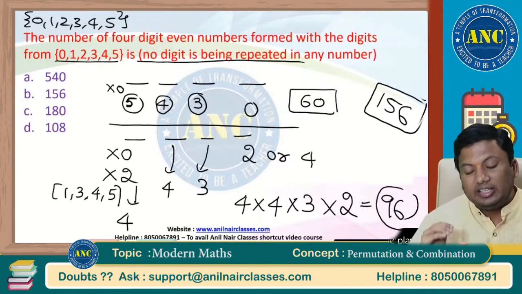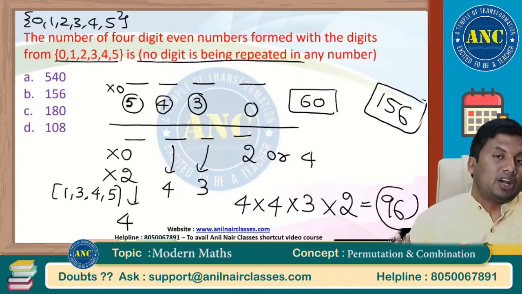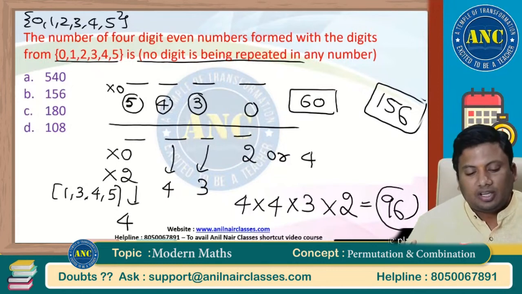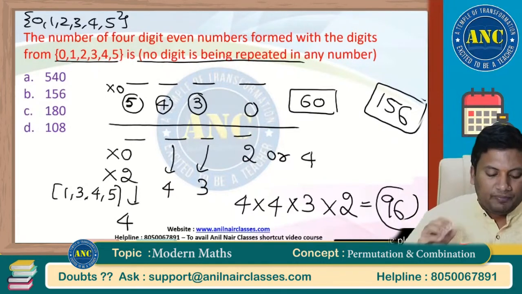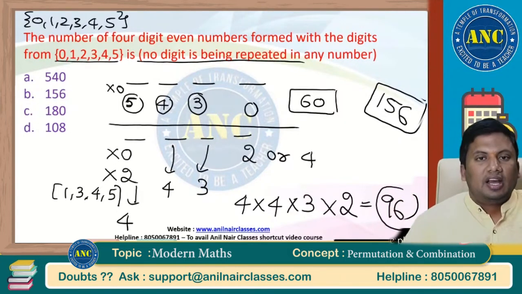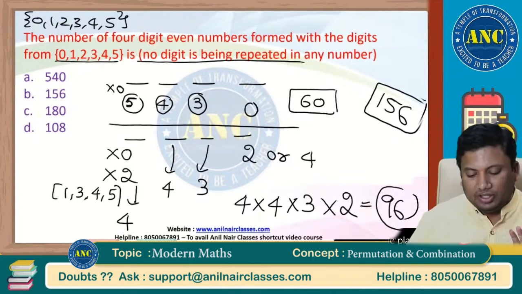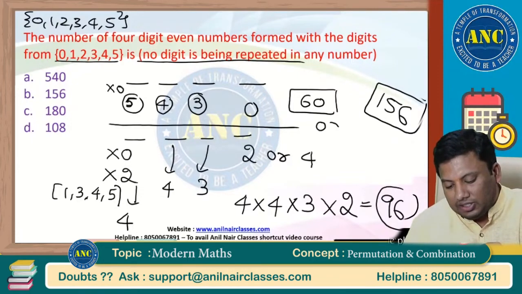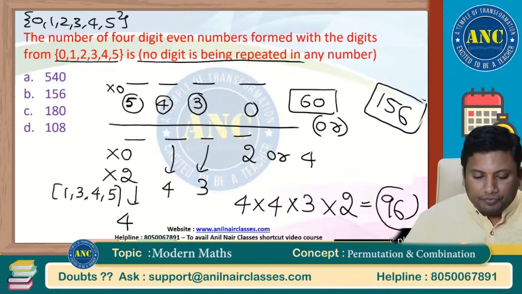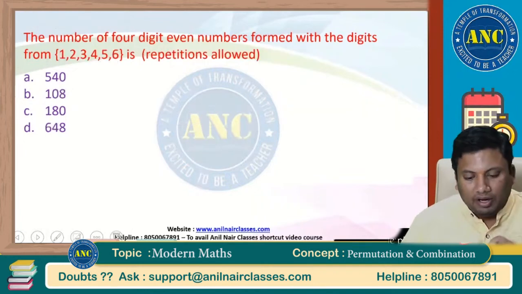If the unit digit is other than 0, say 2, leftmost cannot be 2. Leftmost cannot be 0. 2 is out, 0 is out. Remaining 4 digits are there, so any one out of the 4 will come, 4. Out of 6 digits, leftmost is fixed, rightmost is fixed. Remaining 4, remaining 3. Either unit digit can be 0 or the unit digit can be 2 or 4. 60 plus 96, answer is nothing but 156.